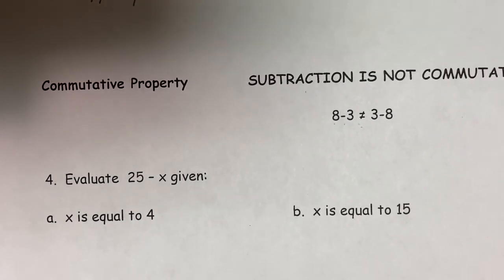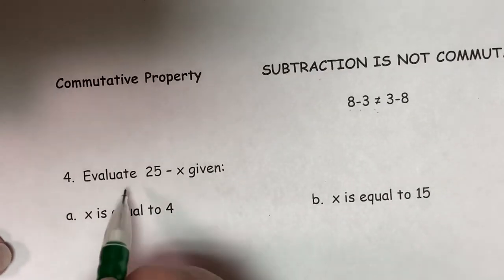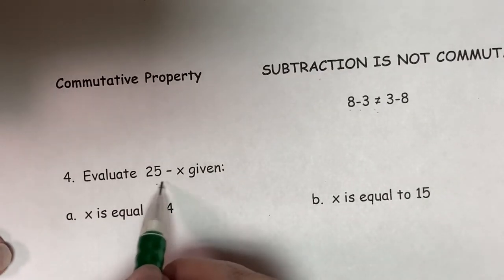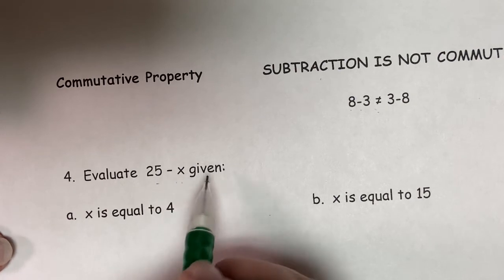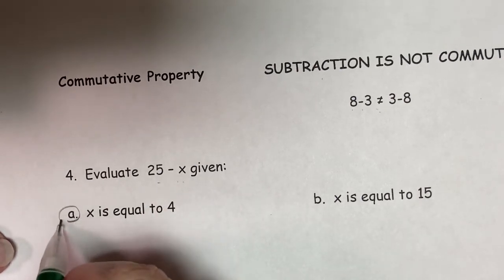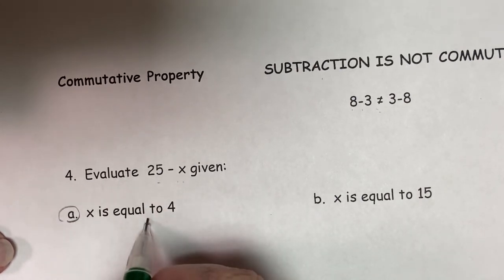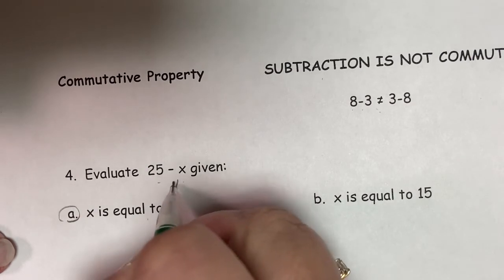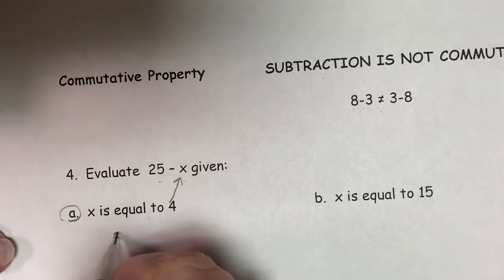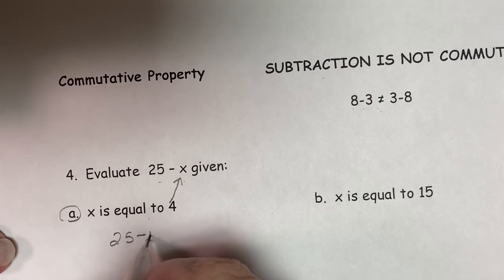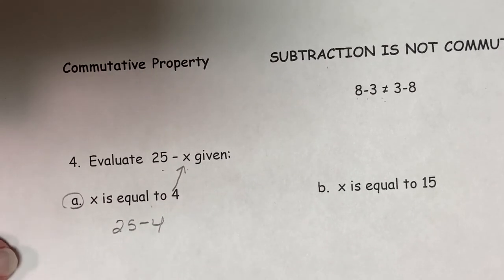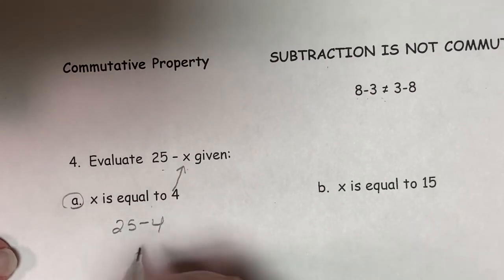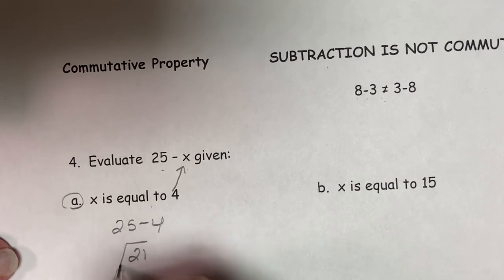Some more evaluate. Remember the 2 words I had were plug and chug. So if I want to evaluate 25 minus x, and first of all, I'm going to be given for a that x is equal to 4. So I'm just going to take that 4 and I'm going to substitute it in. So that would be 25 minus 4. So to evaluate, it means give me the answer. That would be 21.